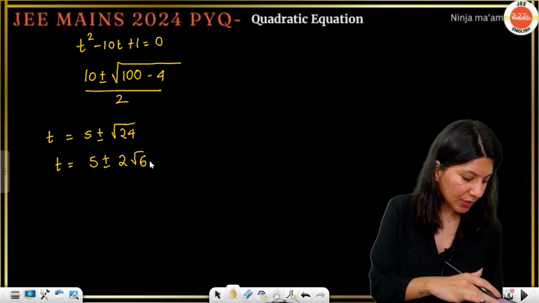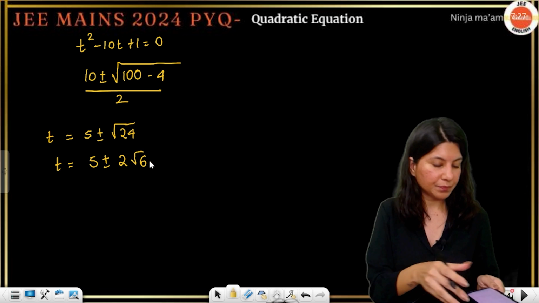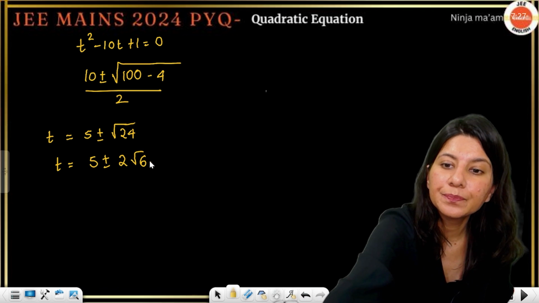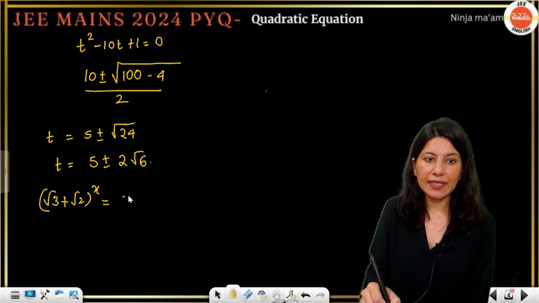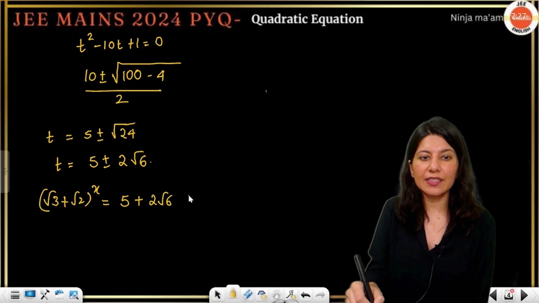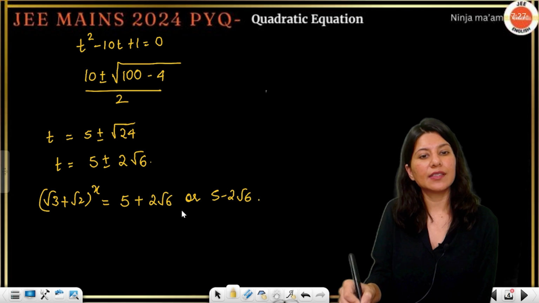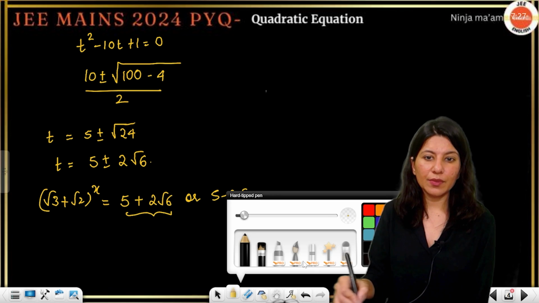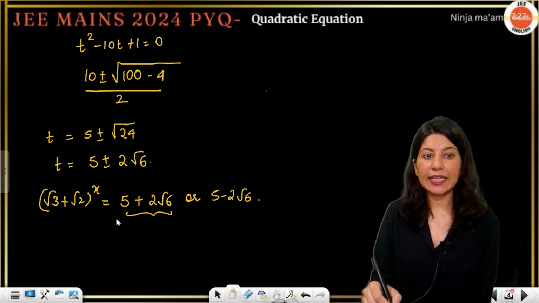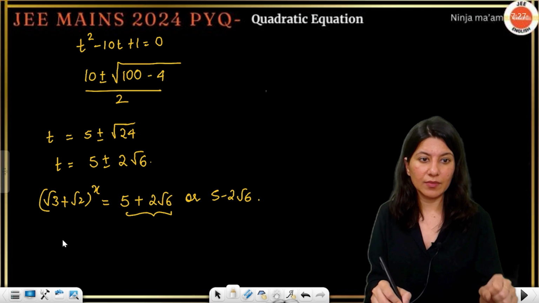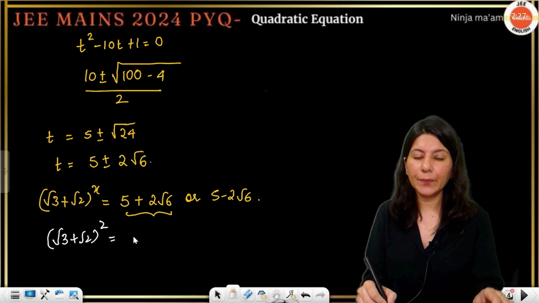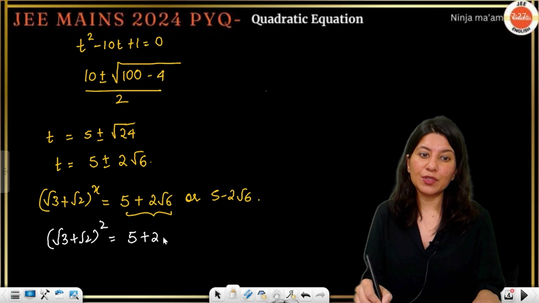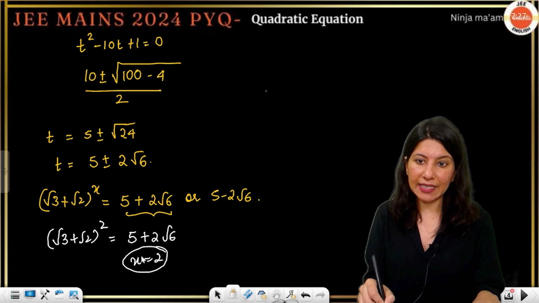Now, understand one thing. What was t? t is root 3 plus root 2 raised to power x, correct? It is either 5 plus 2 root 6 or 5 minus 2 root 6. Let us talk about this first. If I take x equals 2, root 3 plus root 2 squared, let us calculate. Clearly, it is 3 plus 2, 5, plus 2 root 6. Automatically, x equals 2 is getting satisfied.